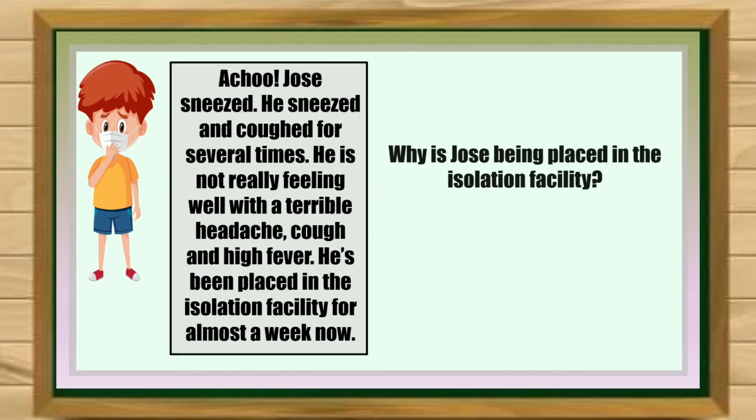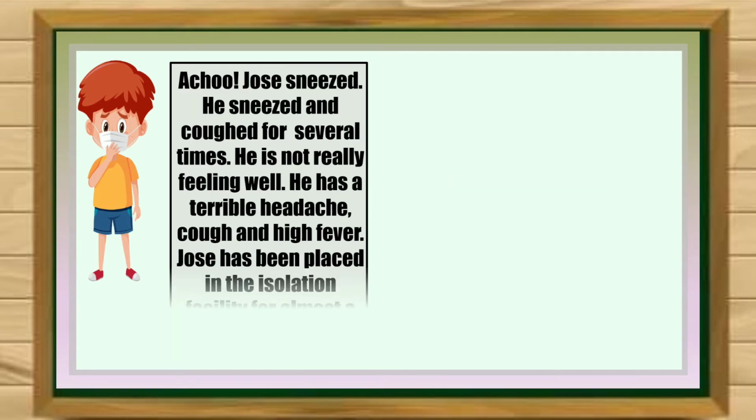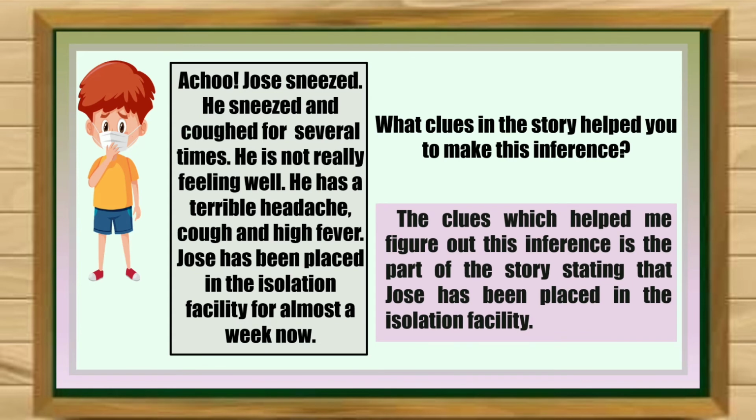Question number 1. Why is Jose being placed in the isolation facility? I guess Jose was infected with COVID-19. Question number 2. What clues in the story help you to make this inference? The clue which helps me to figure out this inference is the part of the story stating that Jose has been placed in the isolation facility.